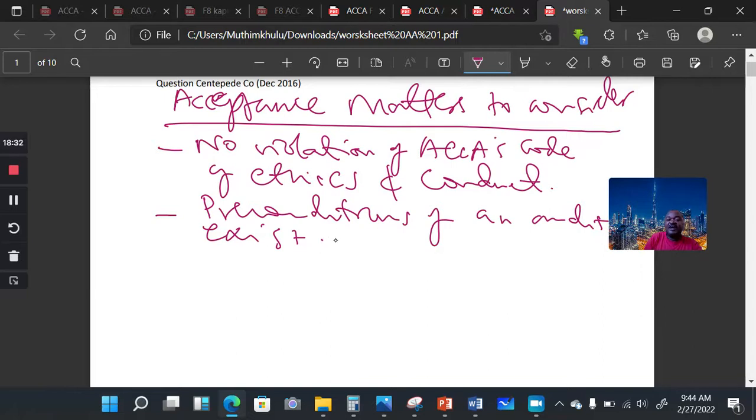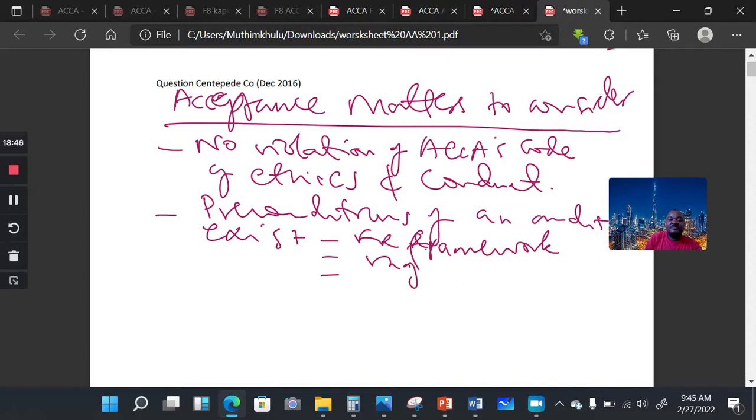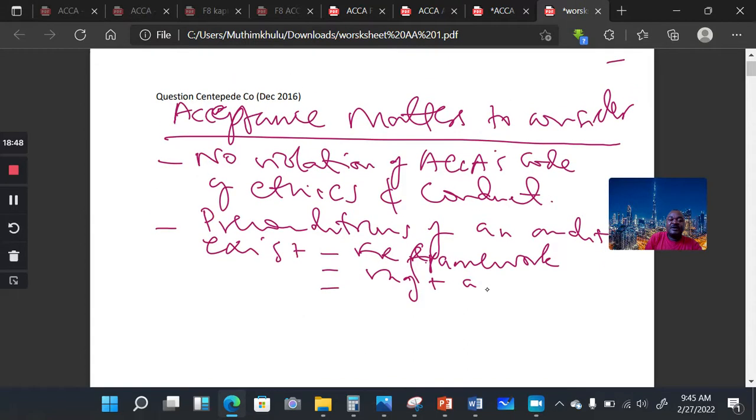And you have to highlight the three issues which I pointed out: the financial reporting framework, and management's acknowledgement of responsibility.